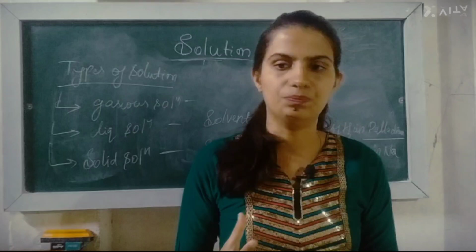In a similar manner, volume percentage is denoted by V by V. Again, mass of component, this is in gram. Even this is in gram. Volume percentage: volume of component in ml by total volume of solution into 100. Let's take an example for this volume percentage.